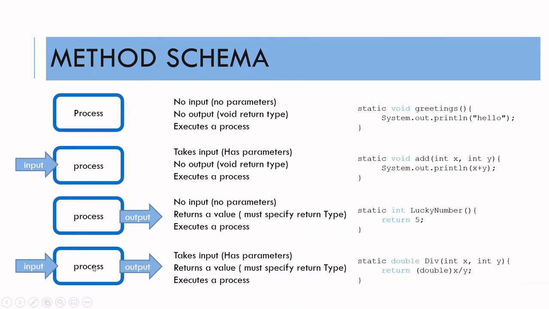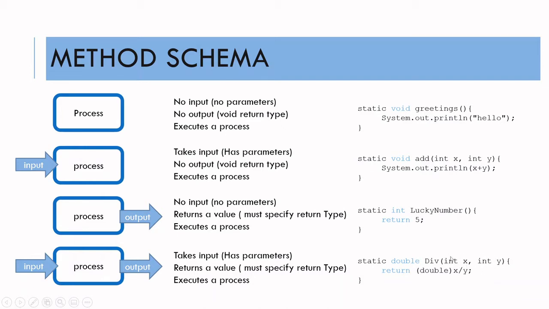Now, the fourth scheme is that it takes an input and returns a value. That means it has some type of output. If it takes an input, it has to have parameters. And if it returns a value, it must have a return type. Take a look at this example. This method is called div. That's the name of the method. The return type is double, which means it's going to return a double value. And it takes two integer values, int x and int y.